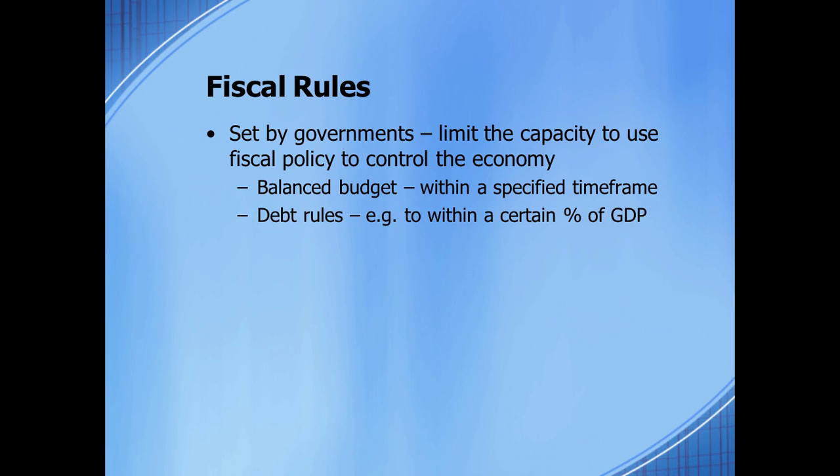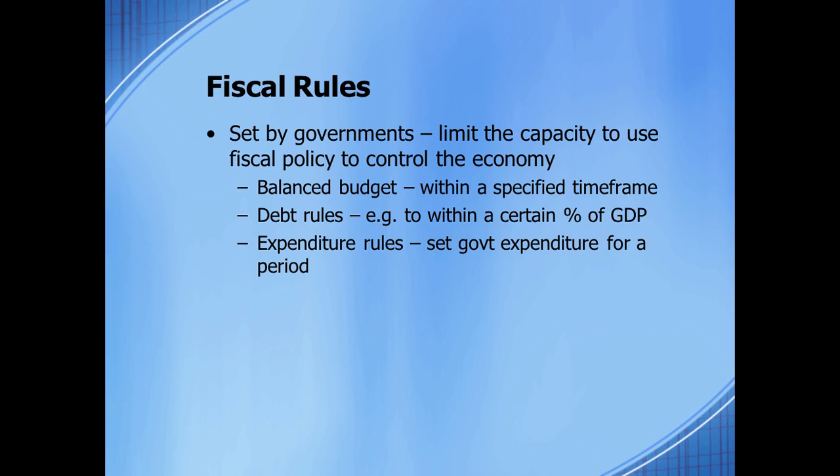Debt rules. So actually they'll only borrow to within a certain percentage of the GDP. Think of countries like Spain and Greece with huge debts which will be impossible to pay back. Expenditure rules. Set government expenditure for a period, setting a maximum level. And revenue rules, floor or ceiling on government revenue collection, again putting a maximum on it.